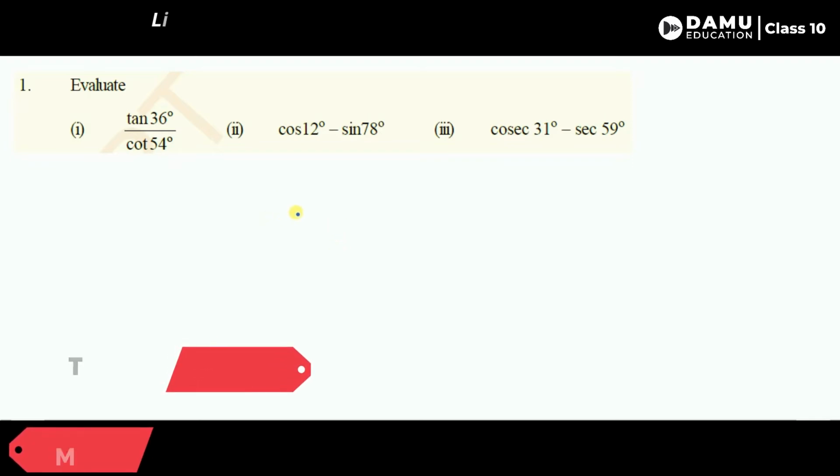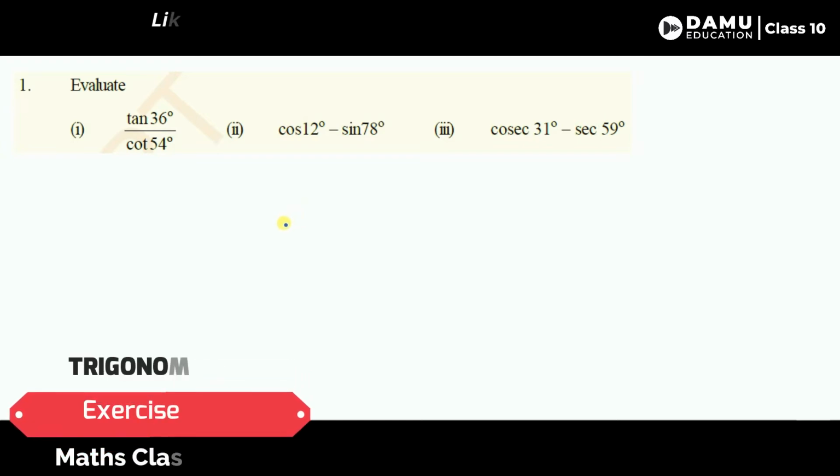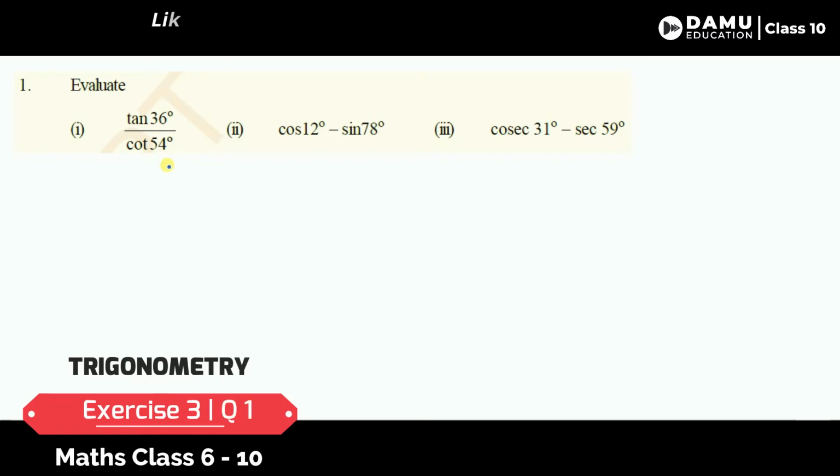So in this session, we are going to start our next exercise. Our first question: evaluate tan 36 degrees by cot 54 degrees. We need to convert this either into the format of tan or into the format of cot.